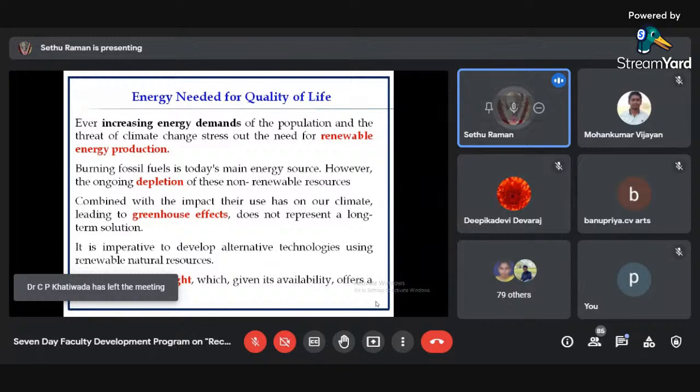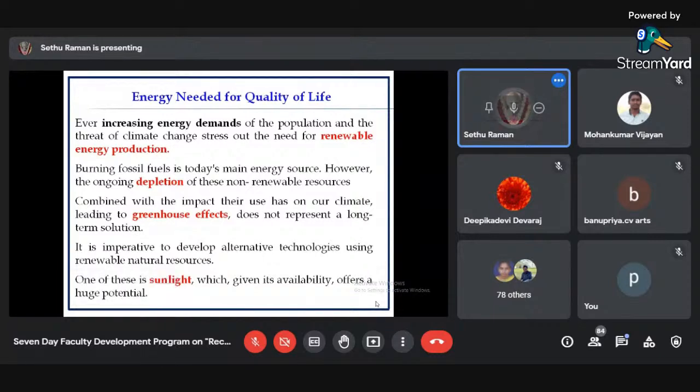Of course, I generally give some introduction about energy, why we need energy. Energy is needed for quality of life. The ever-increasing energy demands of the population and the threat of climate change stress the need for renewable energy production, since burning fossil fuels is today's main energy source. That's why, given the ongoing depletion of these non-renewable sources, people always think about alternative energy.